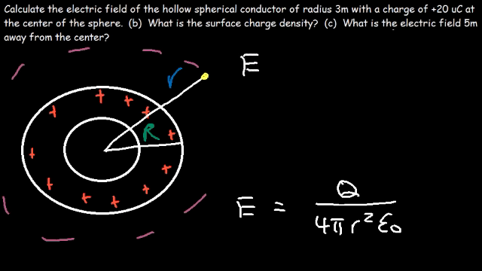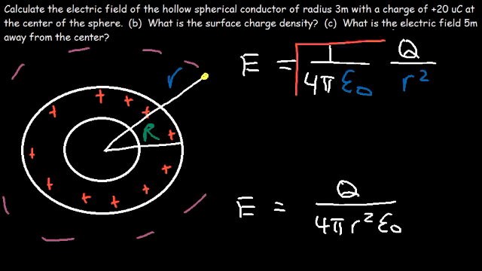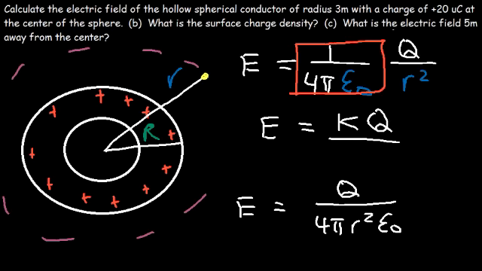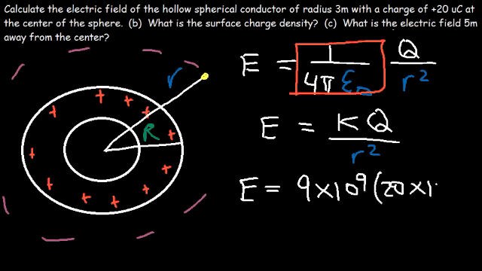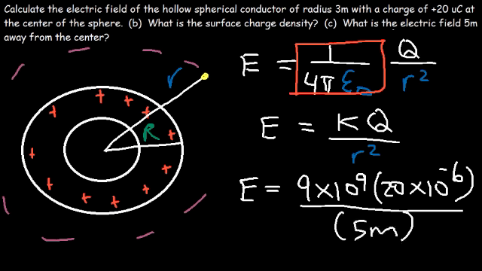Now I'm going to rewrite it like this. 1 over 4 pi epsilon sub naught times Q divided by r squared. 1 over 4 pi epsilon sub naught is K. So the electric field is the same as calculating the point charge. It's K times Q divided by r squared. So K is 9 times 10 to the 9. Q is 20 times 10 to the minus 6. And the radius, in this case, is 5. We want to find the electric field 5 meters away from the center.